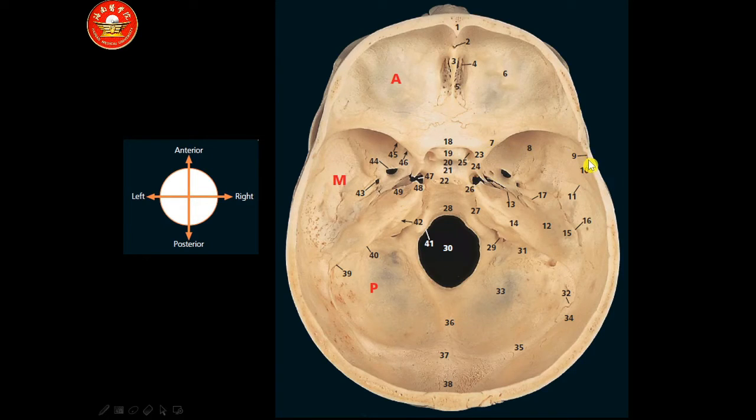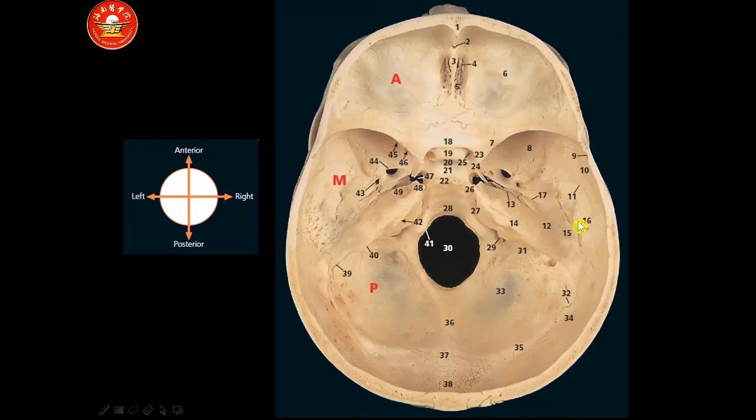Number 9, groove for the anterior branch of the middle meningeal artery. Number 10 is the squamous part of the temporal bone. Number 11 is the groove for the posterior branch of the middle meningeal artery.